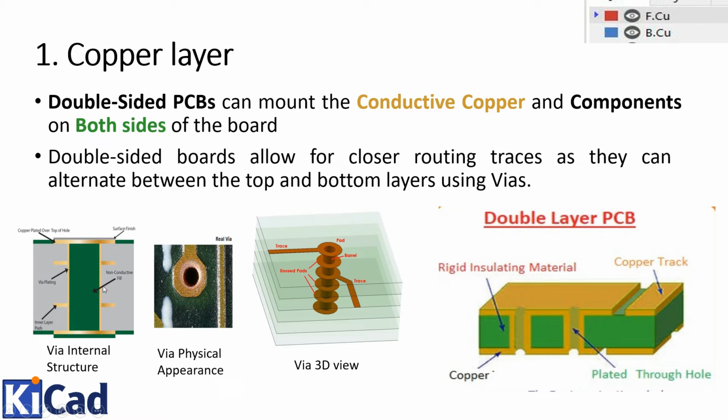Over here in this picture you can see this is the via internal structure, this is the via physical appearance, how the via will look. And over here this is a 3D view in which, let's say if this is a trace on the top side of the PCB, you can drill a via through the PCB, and you can attach with some other copper layer using again the traces. So in this way, if you have double layer or even multiple layers, you can connect the layers with one another, or the tracks on the layers, with the help of vias.